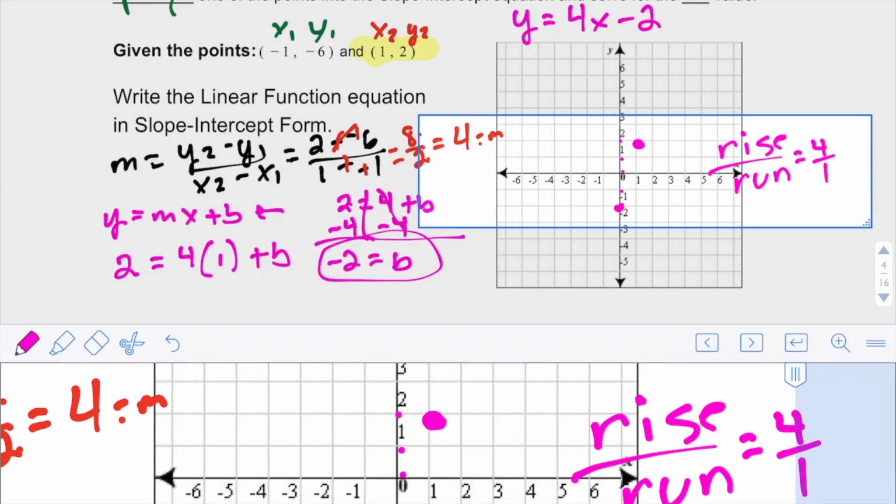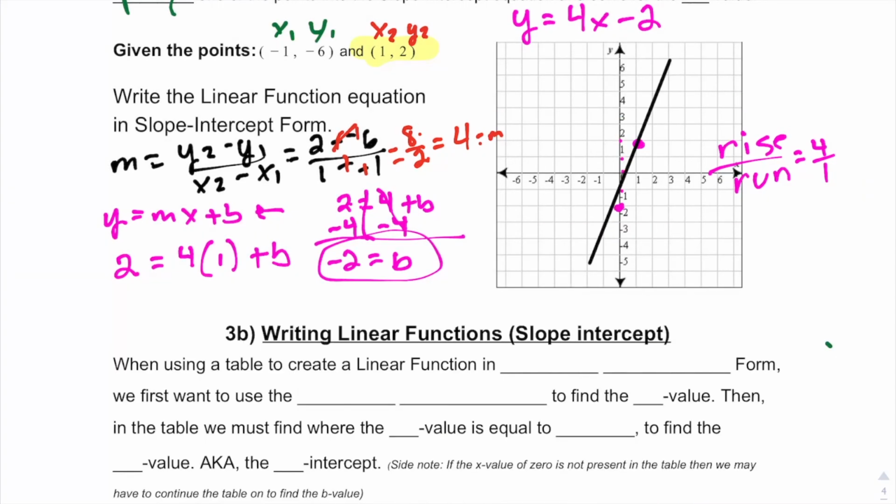And we only need 2 points to graph a line, so we can draw it through those. And it's a sketch, so it doesn't have to be perfect. So that is roughly what our line looks like.